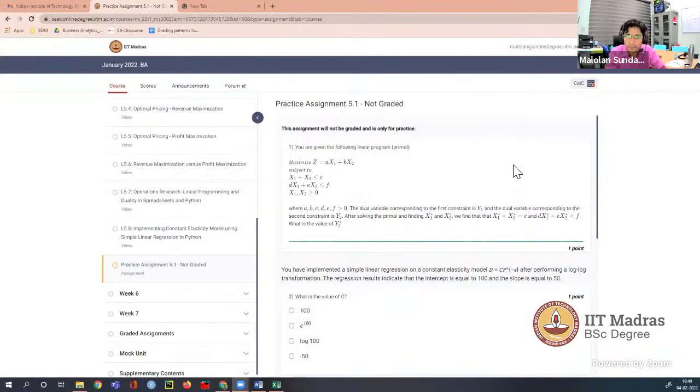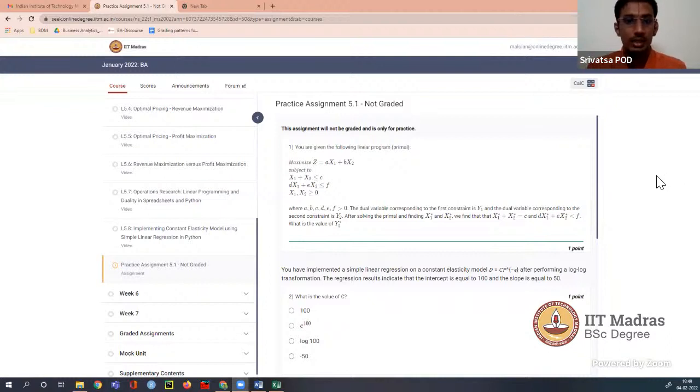You want to load it for week 5. So week 5. Let me just share my screen. You're able to see the screen? Yeah, I can see the screen now.